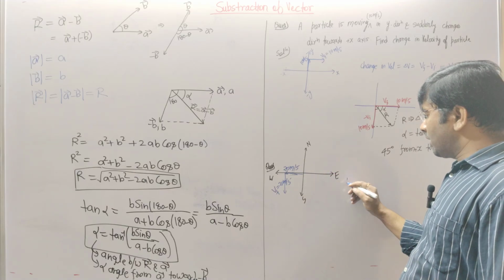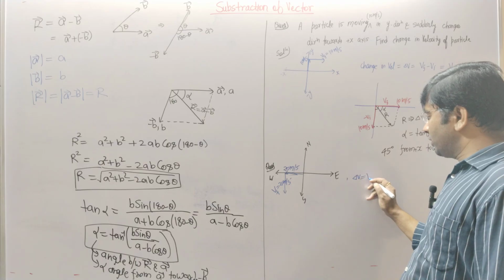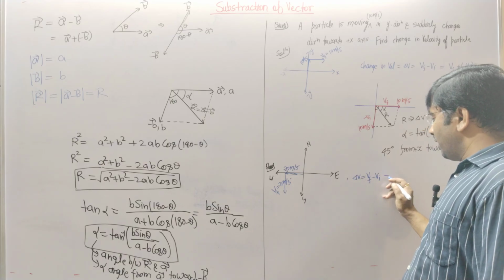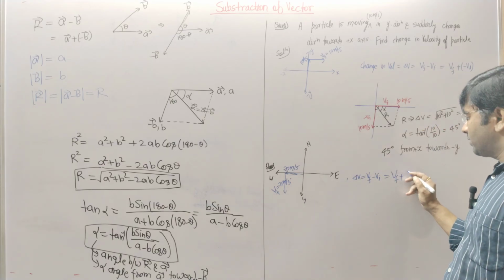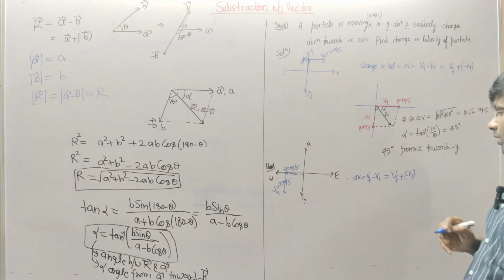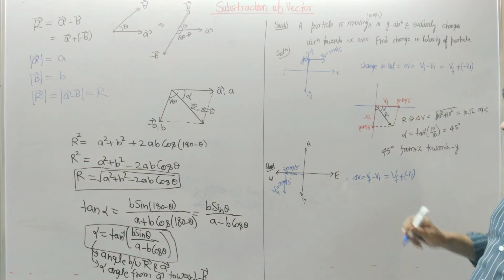Again, if I have to calculate change in velocity, change in velocity means final minus initial. Again here I have to do final plus minus initial. So here we have two vectors to add.